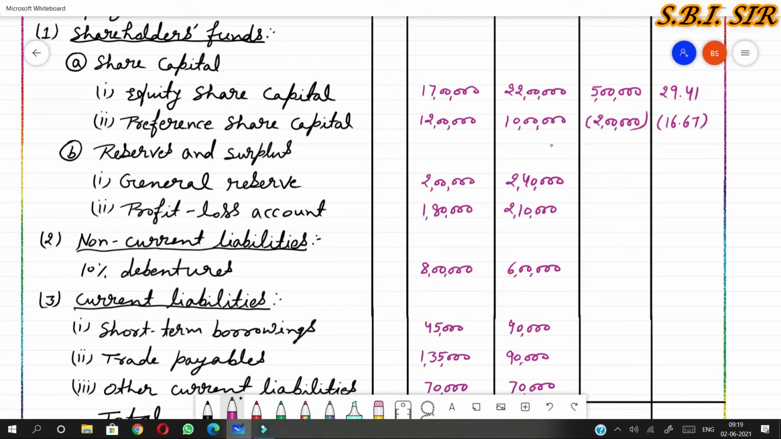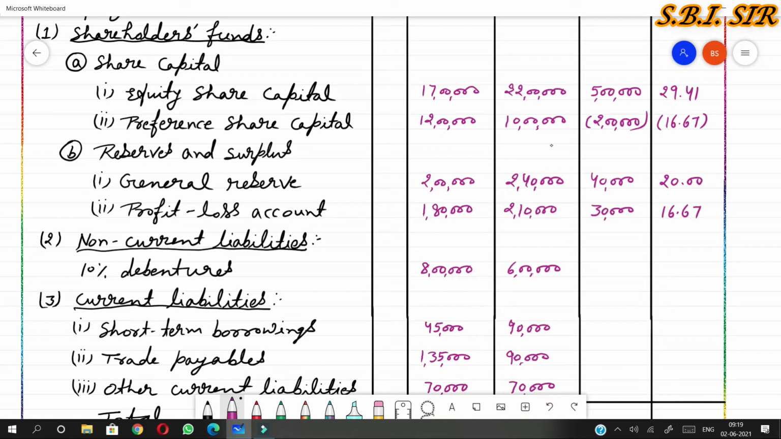2,40,000 minus 2 lakh, 40,000. 40,000 divided by 2 lakh multiply by 100, we will get 20 percentage. Profit and loss account also shows increase. 2,10,000 minus 1,80,000, 30,000. 30,000 divided by 1,80,000 multiply by 100, we will get 16.67 percentage.